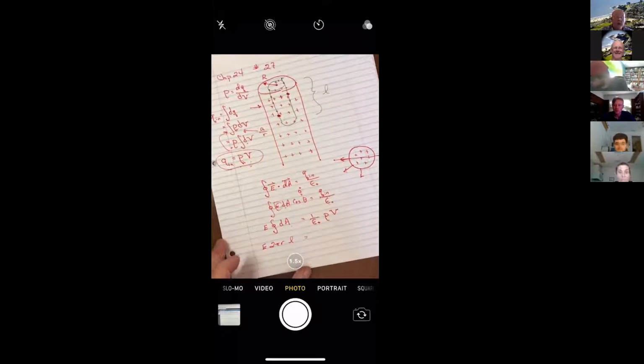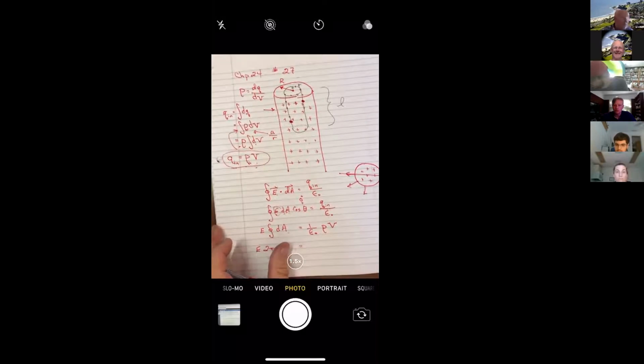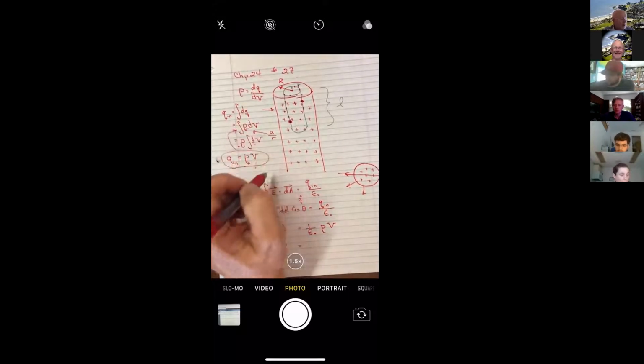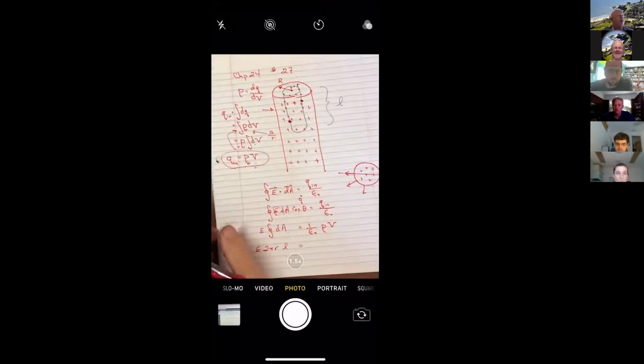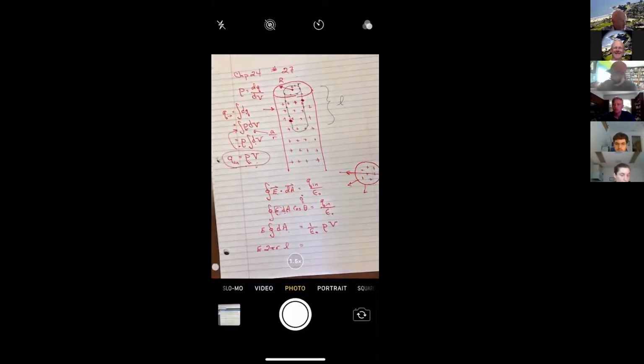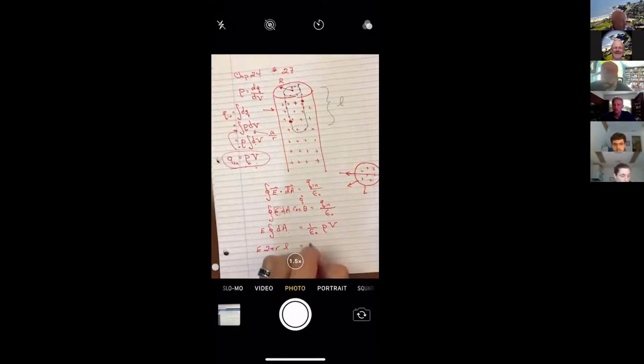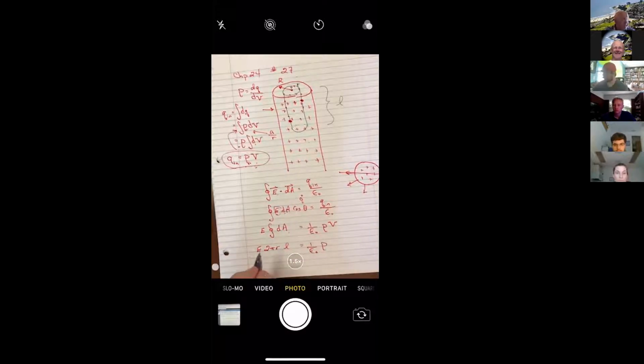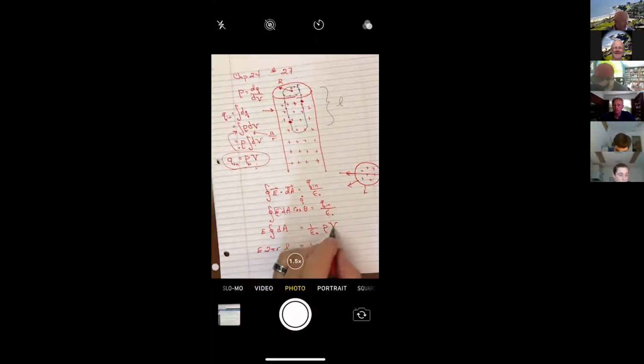But I went through all that mumbo jumbo to hopefully help you on the harder ones where you can't just write the charge inside equal to that. Okay, but this one is a little bit easier. Okay, so now I've got the density and then the volume.